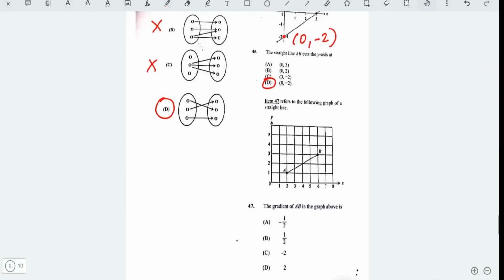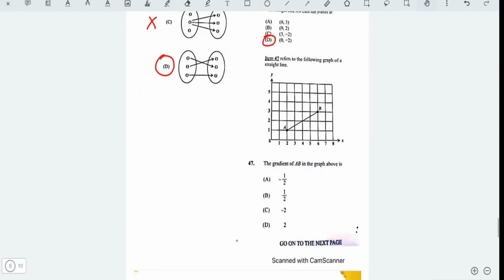Okay. Question 47, find the gradient of AB. Remember, gradient is rise over run. So the gradient is y2 minus y1. y2 here is 3, minus y1 is 1, over x2, the x value is 6, minus x1 is 2. So the gradient is 3 minus 1, which is 2, over 6 minus 2 is 4. 2 over 4 is a half. There it is, option B. Gradient is a half.